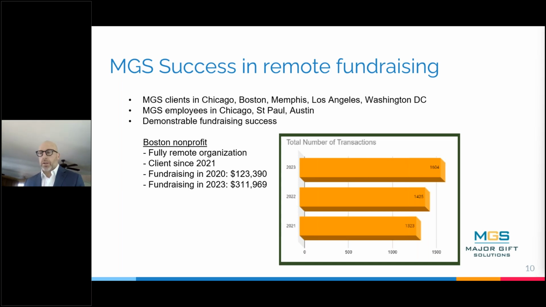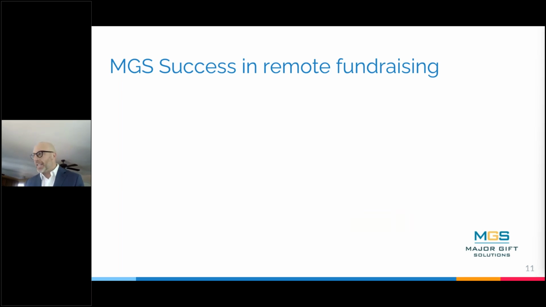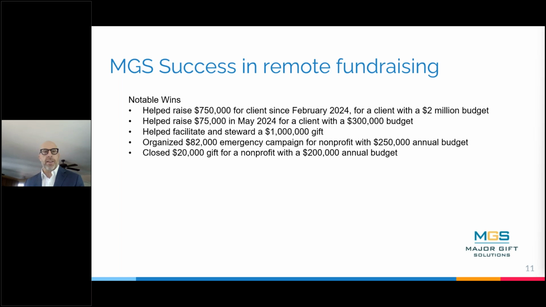So that is an example of a fully remote organization served by a fully remote fundraising team, and we were able to see some success. In addition to that, recently, just this year, working fully remote, this is for a Chicago client, I will say, we've helped raise $750,000 for them, facilitating work for a gala over the last few months. We raised $75,000 just this last month for a client that had a $300,000 annual budget.